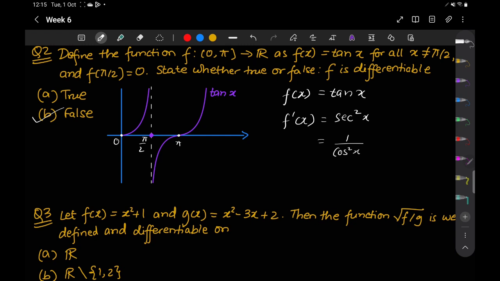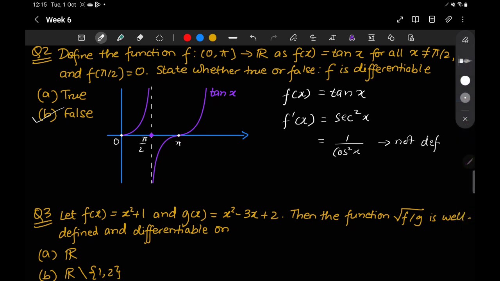And this function is not defined at x equals pi by 2, because cos pi by 2 is 0. But here we have defined the function slightly differently. So one way of saying is that this is not continuous. That's why it is not differentiable.